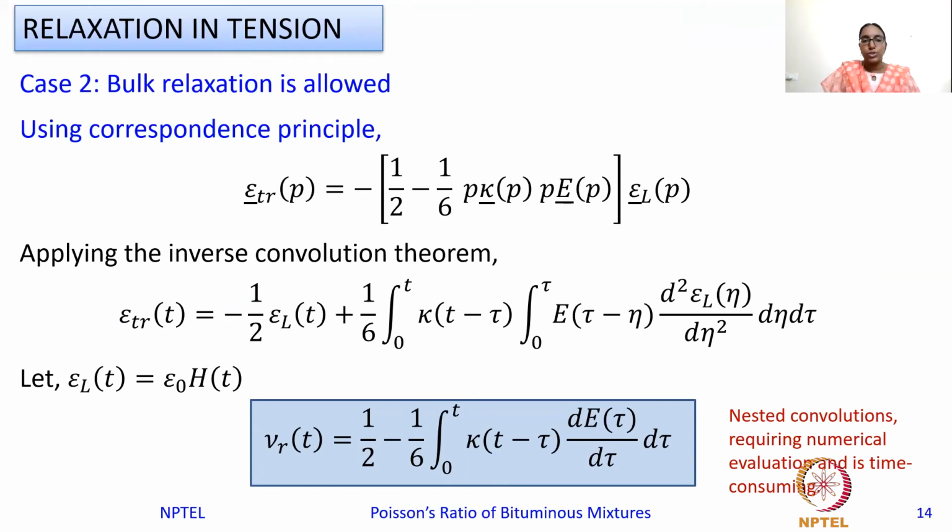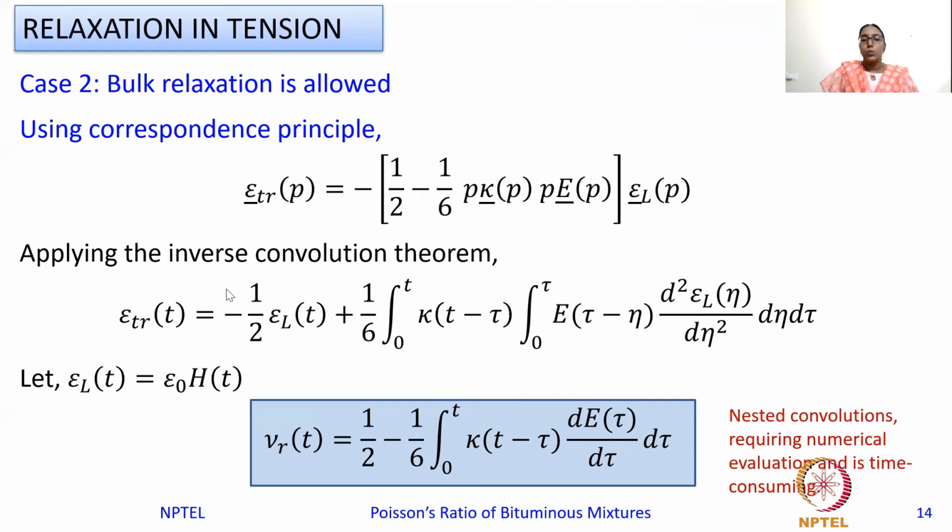Now, again, in the original equation for epsilon TR, let us apply the correspondence principle. So that is epsilon TR P is equal to minus half minus 1 by 6 P kappa P, because the Laplace is applied for the bulk compliance also, P E P and epsilon LP. So that is where the Laplace is applied.